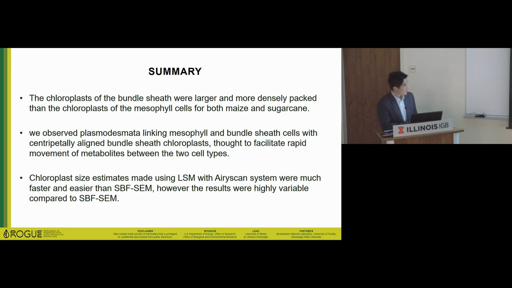Regarding the method, in the case of chloroplast estimation, SBF-SEM is pretty consistent, with less variation, but LSM has a little bit of variation, though LSM is much faster. With the LSM method, sample preparation takes just about 5 minutes, and image capturing only 10 to 15 minutes. So in total, 20 minutes, we can get the image and the overall information.